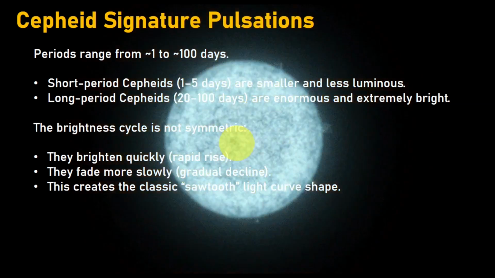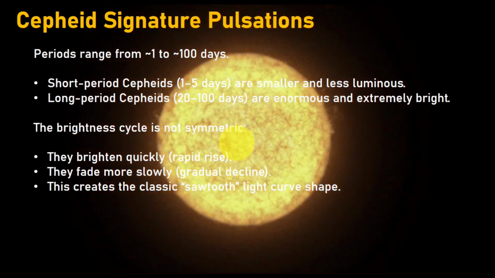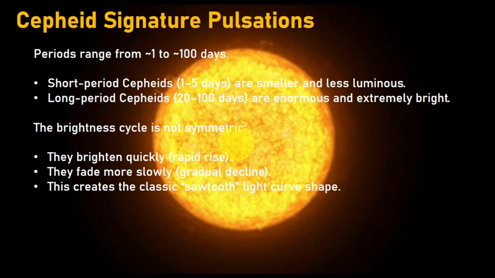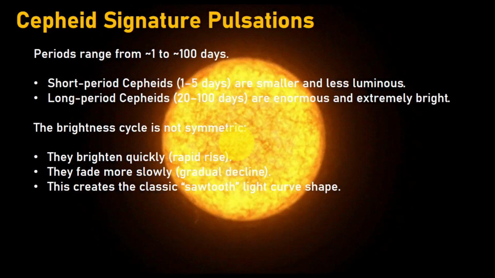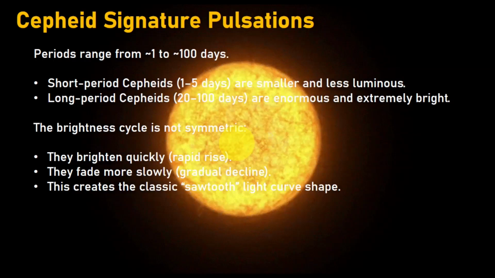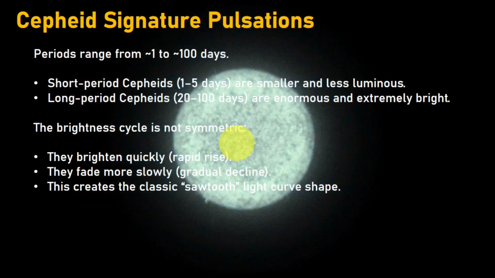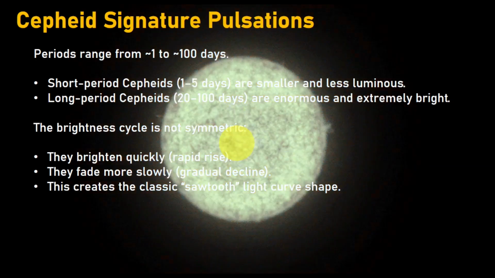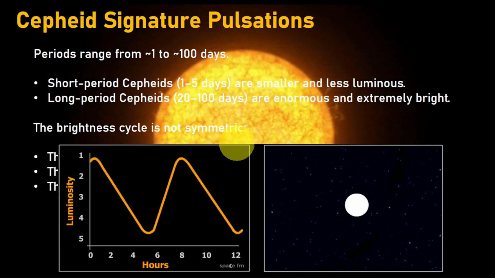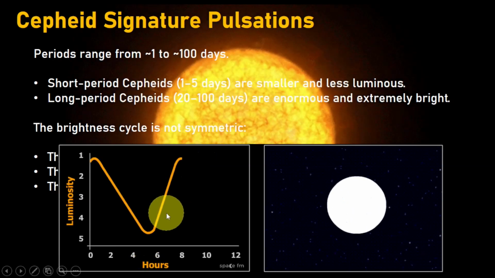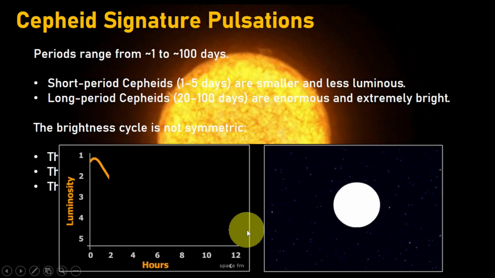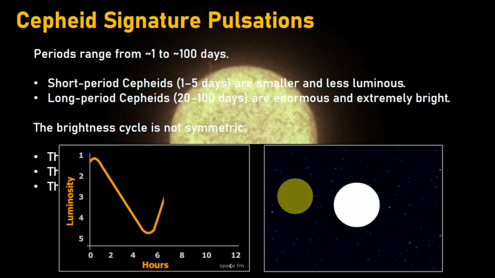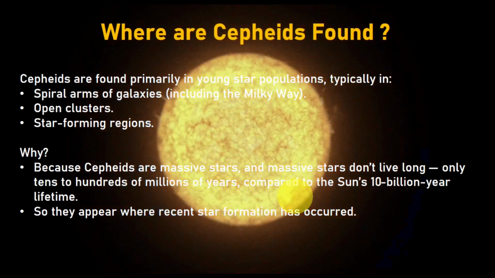Now, the brightness cycle of Cepheids is not symmetric, and what I mean by that is that they brighten up so quickly, but they fade more slowly. So that is exactly what I mean. That creates the sawtooth that you saw in this light curve. They brighten up very rapidly and decline very slowly. That is why the light curve is this way. That is the signature of the pulsation of Cepheids.